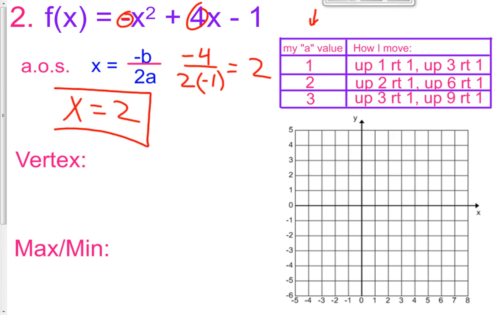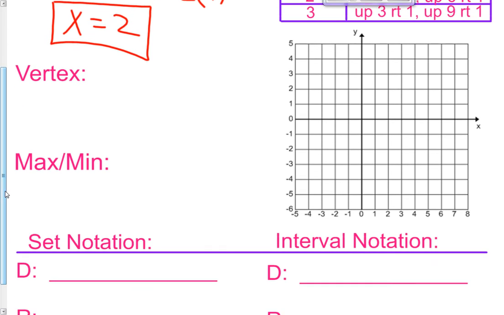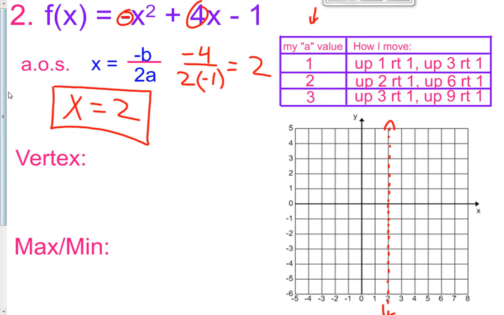Once again, don't just put 2, put x equals 2. I will dock you for that on your test if you don't have x equals. So x equals 2, let's draw a vertical line. There's our axis of symmetry. So our parabola is going to be symmetrical about that line. The vertex you find by substituting. So we get y equals, instead of -x squared, it's -2 squared plus 4 times 2 minus 1.